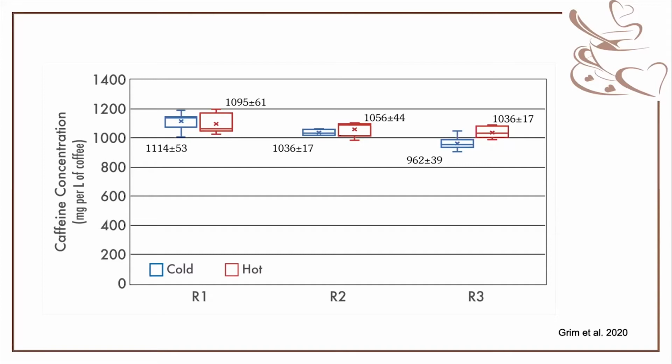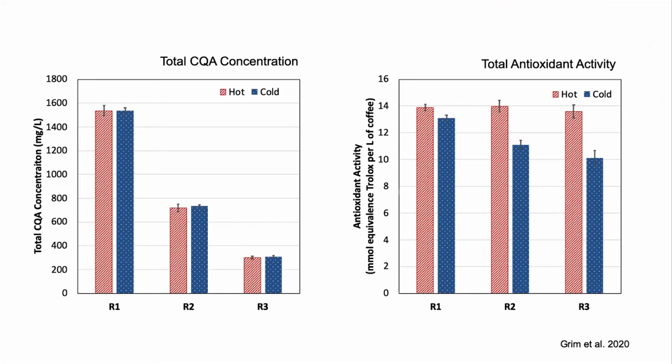And then the last thing we looked at is chlorogenic acid concentration, because again, it's an antioxidant, right? And this time, we know that chlorogenic acid should be soluble at all temperatures, and it is. We also know that it degrades as you apply heat, and it did. You see clearly that as you increase the roast, the concentration of chlorogenic acid drops. But hot and cold, there's no difference at all.